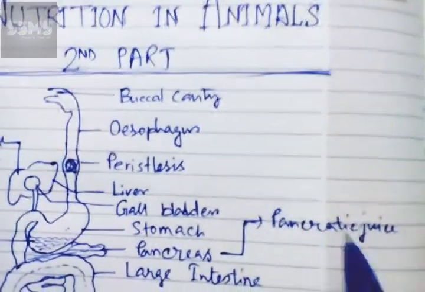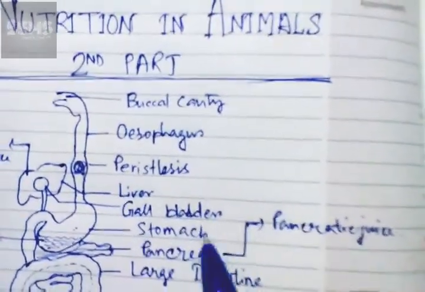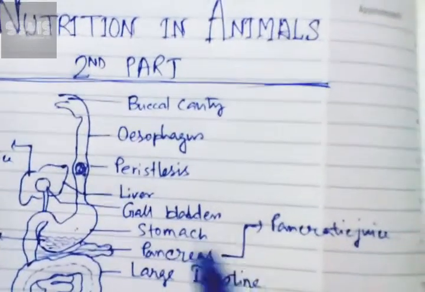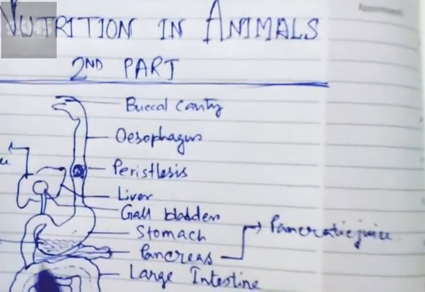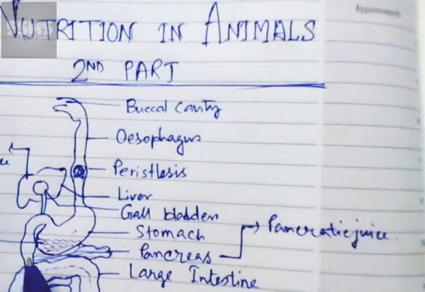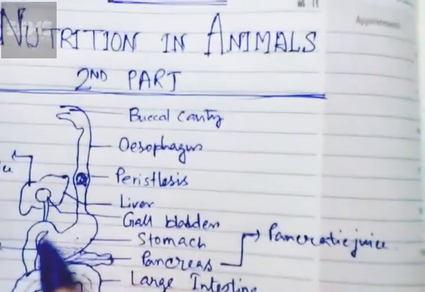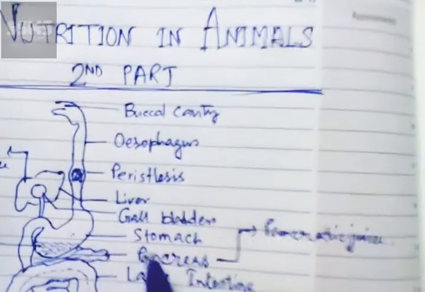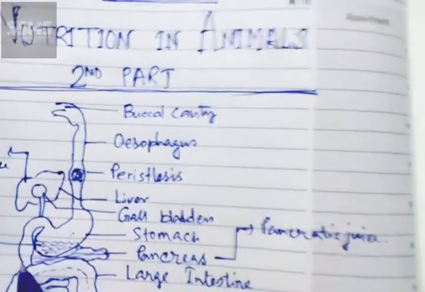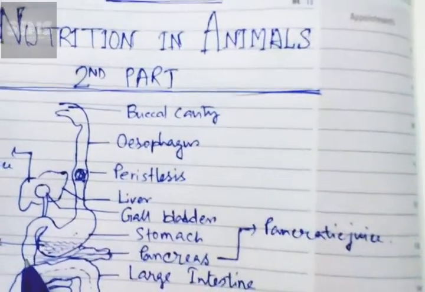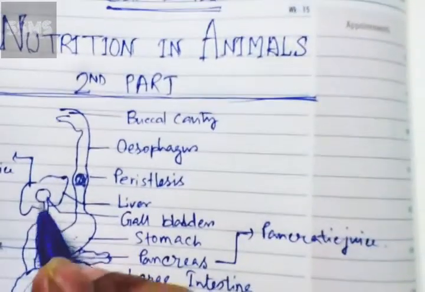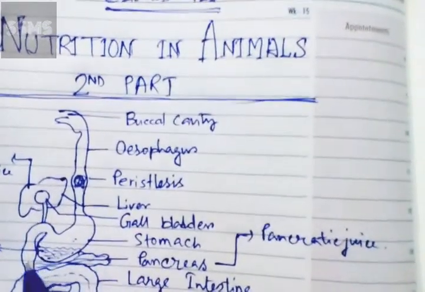It is known as the pancreatic juice. Okay, so in this way the pancreatic juice also, as the pancreas is connected along with the small intestine, so here from the liver the bile juice secretes, and from the pancreas the pancreatic juice also secretes inside the small intestine. So here we have the bile juice and the pancreatic juice inside the small intestine.